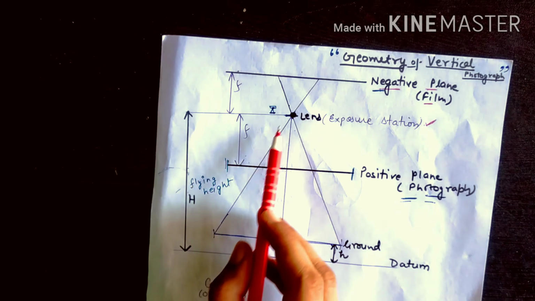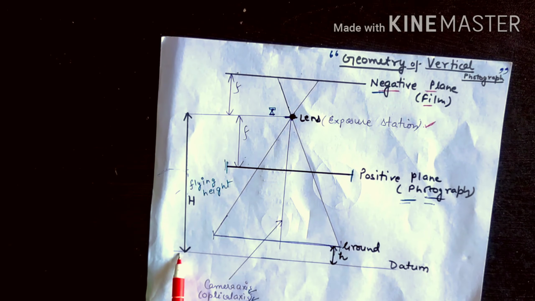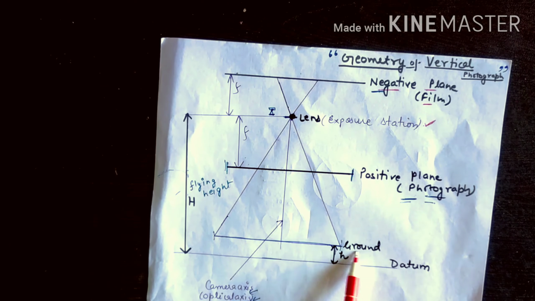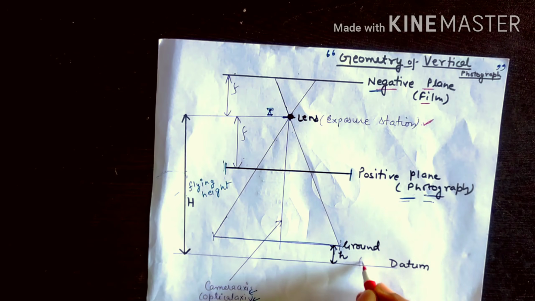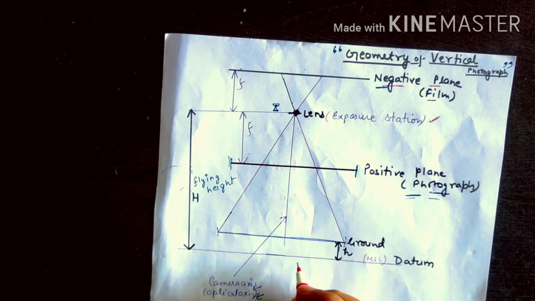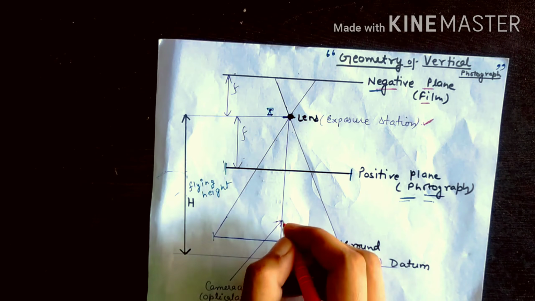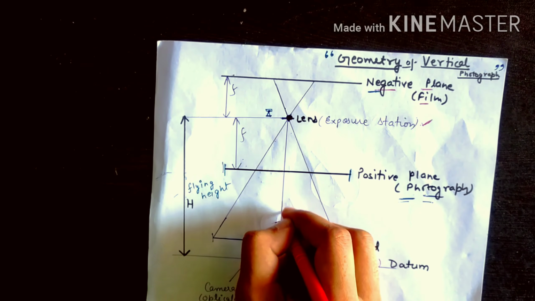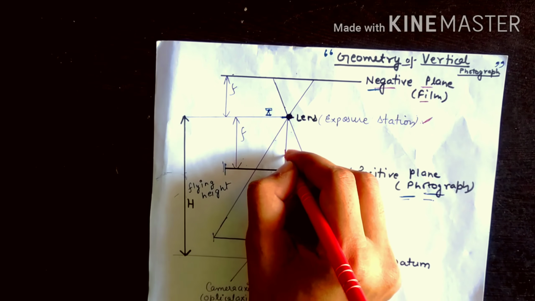This height from the lens to the datum is called the flying height. This is the ground, this is the datum. The datum is MSL, mean sea level. Okay, this is the camera axis. The center line of the camera is called the camera axis.